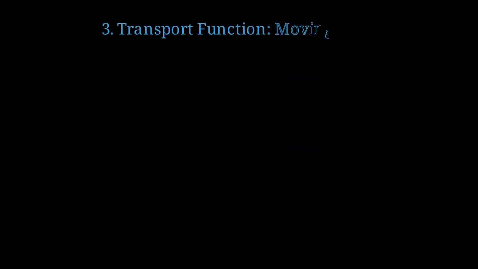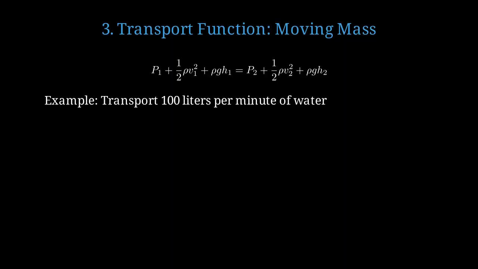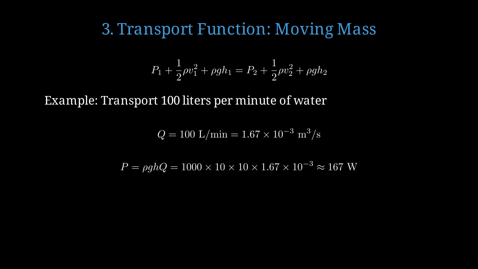Let us examine the transport function in detail, starting with moving mass through systems. Bernoulli equation governs fluid transport, relating pressure, velocity, and height at different points in a flow system. Consider a practical example. We need to transport 100 liters per minute of water up 10 meters. The volumetric flow rate is 100 liters per minute, or 1.67 times 10 to the minus 3 cubic meters per second. The minimum power needed is density times gravity times height times flow rate, giving approximately 167 watts.